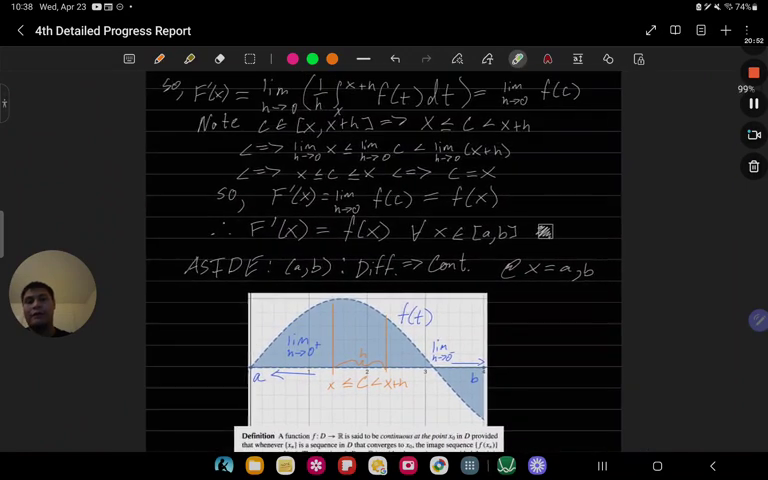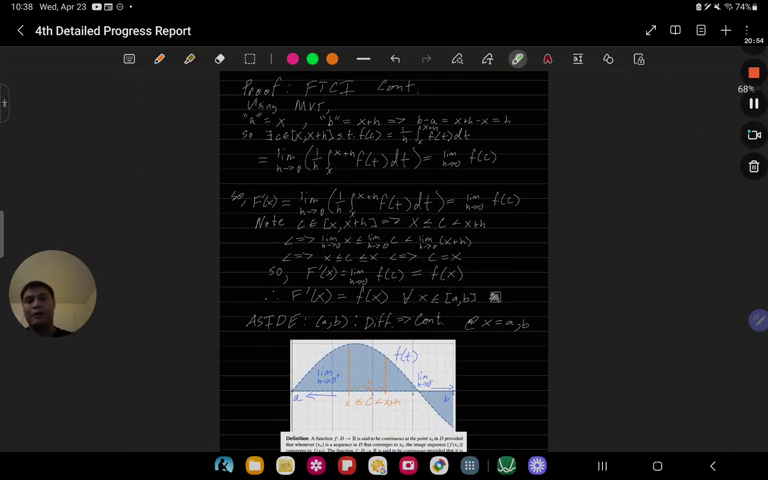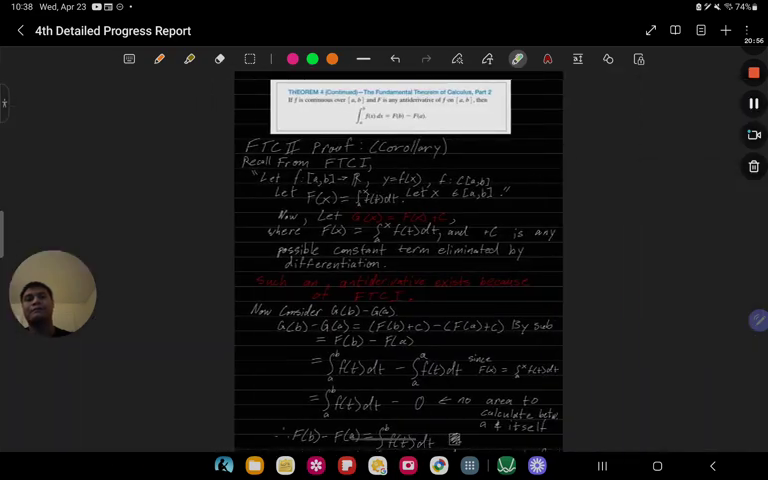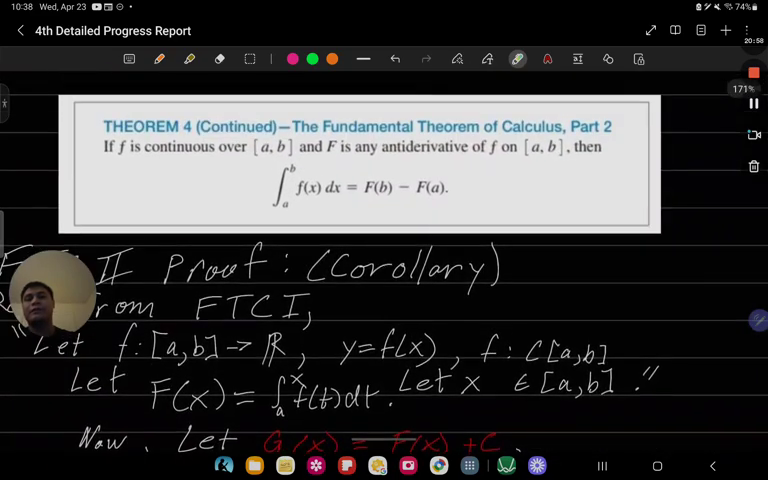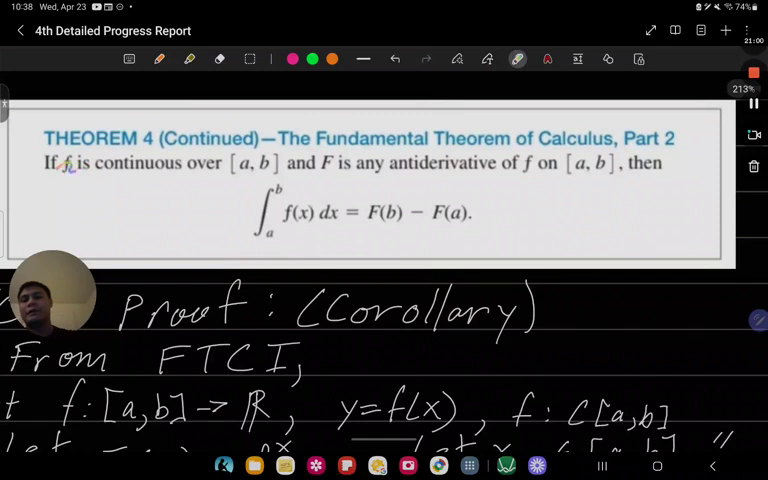So that's the end of part 1 proof. Let's talk about FTC2. So what is FTC2? Well, if f is continuous on our domain, and capital F is any antiderivative, just like we said earlier, of f on that domain, then we have this little equation here. I'm going to talk about what this equation means and why it's useful.